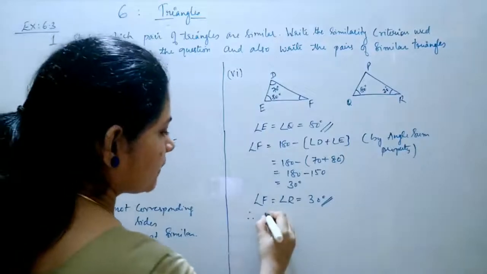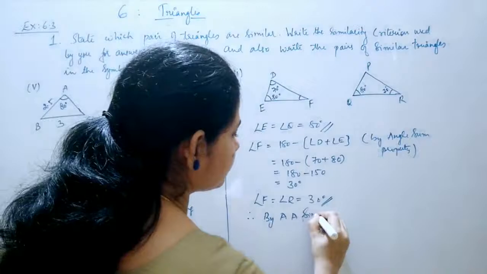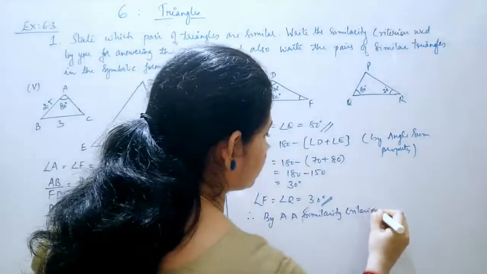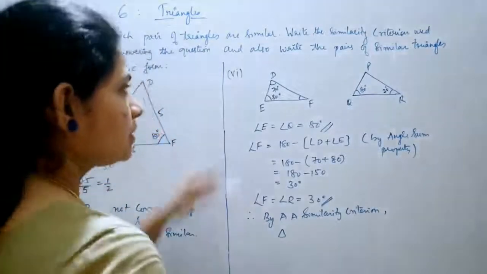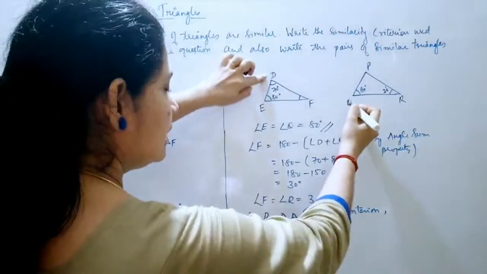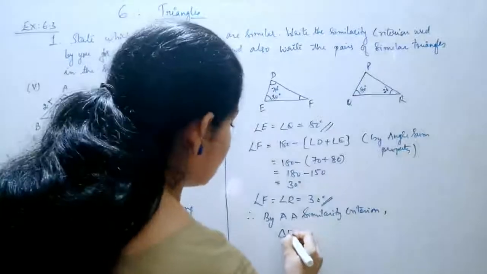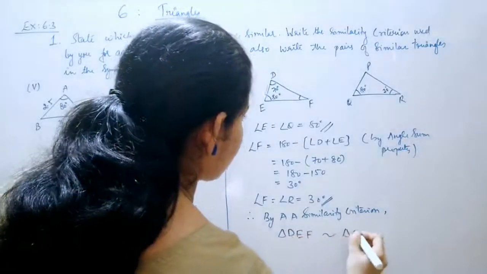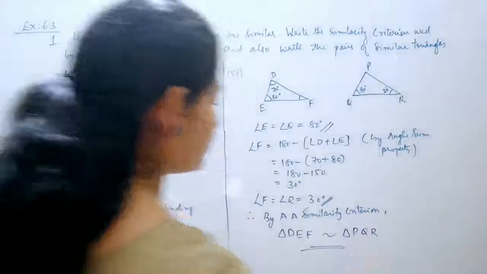So therefore by AA similarity criterion, which two triangles are similar? When we write E, it should be Q, D should match with P, and F should match with R. So triangle DEF is similar to triangle PQR. Okay.